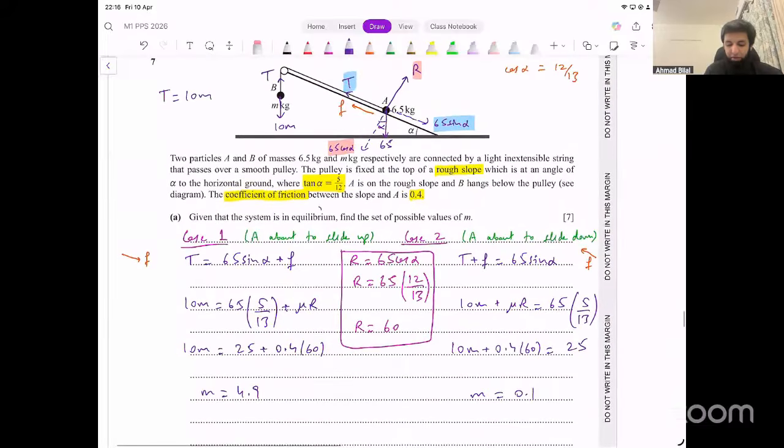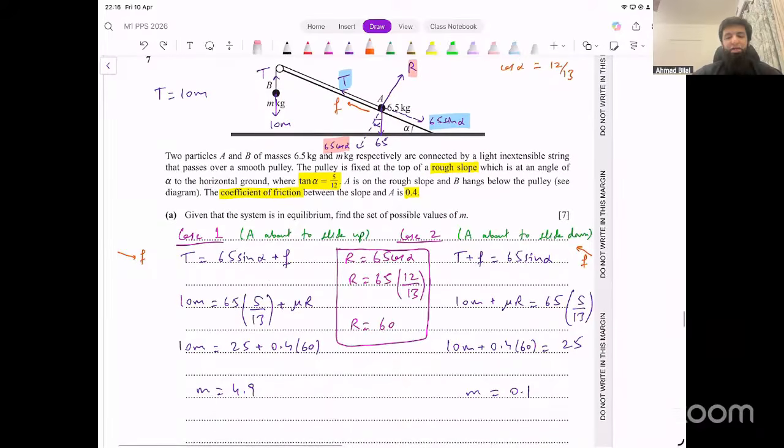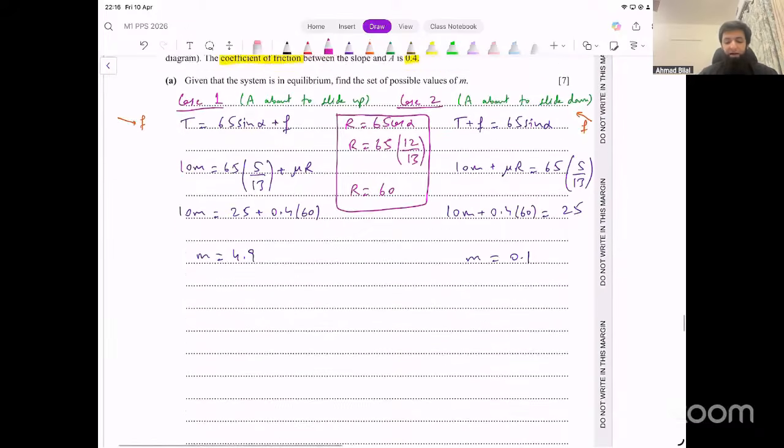If it's equilibrium, we considered the extreme cases of equilibrium: what happens if A is about to slide up the plane, and the other extreme case, if A is about to slide down the plane. That gave us two extreme values of M.